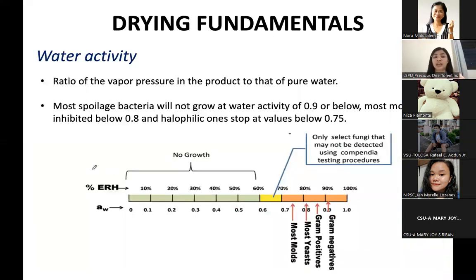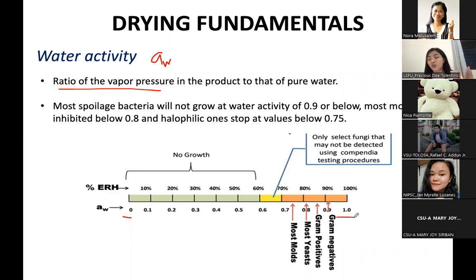Meron tayong nakikita na term na water activity. Usually, ang expression nito, AW, hindi siya "aw", basahin ha. That is A-sub-W, or water activity. The definition of water activity, lumabas nito during board exam, is the ratio of the vapor pressure in the product to that of pure water. So that is different from the moisture content. These are expressed as 0 to 1. Okay? Yung kanyang scale, 0 to 1.